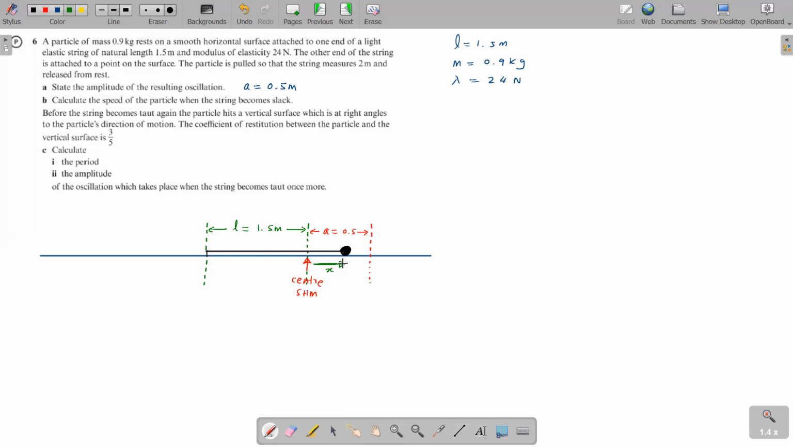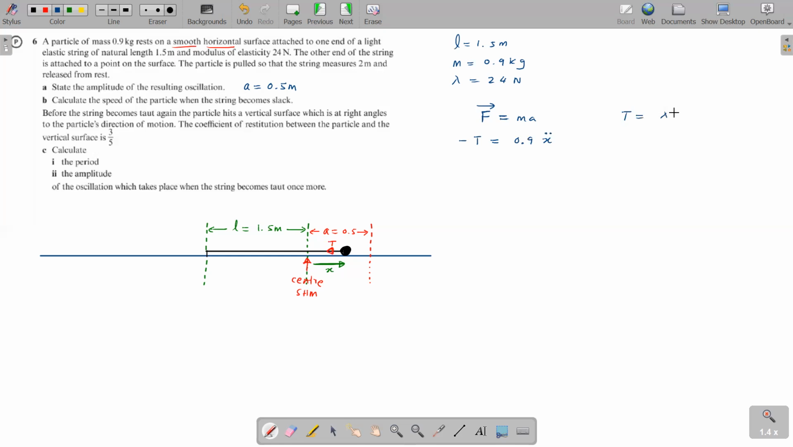Okay, so let's mark all the forces. You have the tension towards the center, agreed? That's the only force, right? Because it's a smooth horizontal ground, so you do not have friction or any other force. So we will apply what? F equal ma away from the center. All right, so what's happening here? The tension is minus T. Mass is 0.9 into acceleration is x double dot.